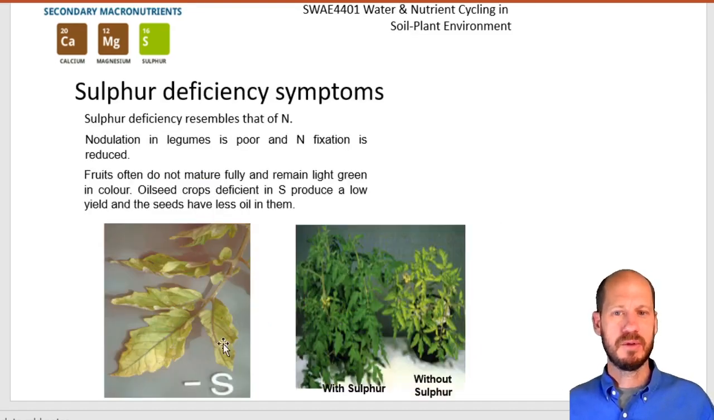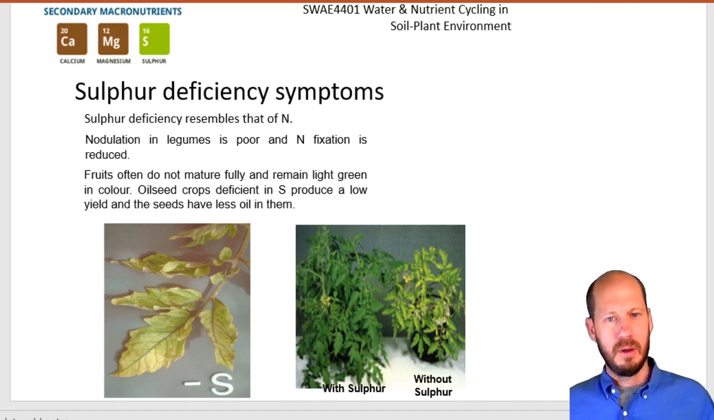The symptoms of sulfur deficiency will be yellowing, like nitrogen, because you cannot produce enough proteins, and therefore you have this yellowing of the leaves. So this is why sulfur deficiency is similar to nitrogen deficiency in how it looks on the plants. The fruit maturation is also very dependent on sulfur.